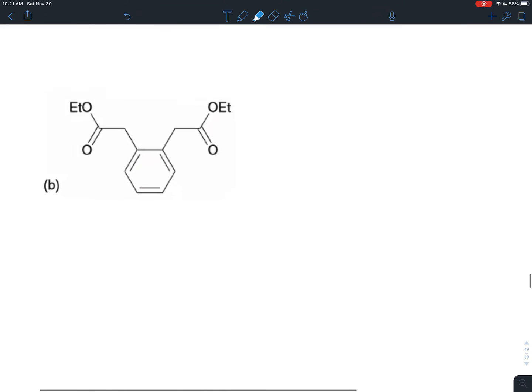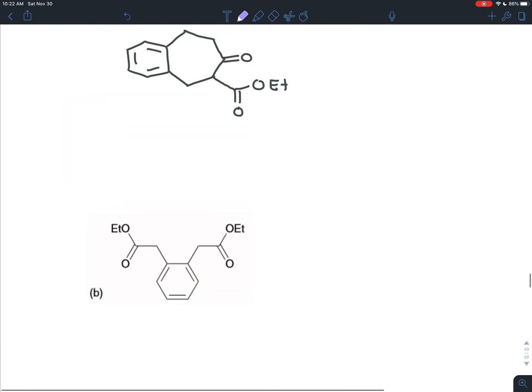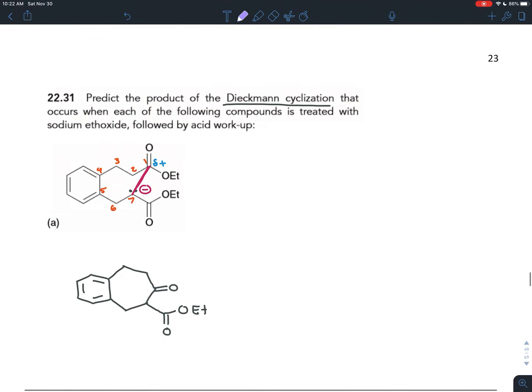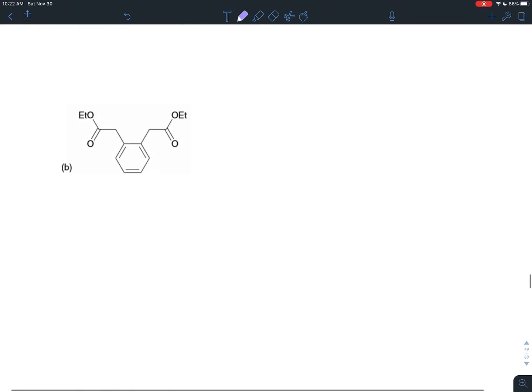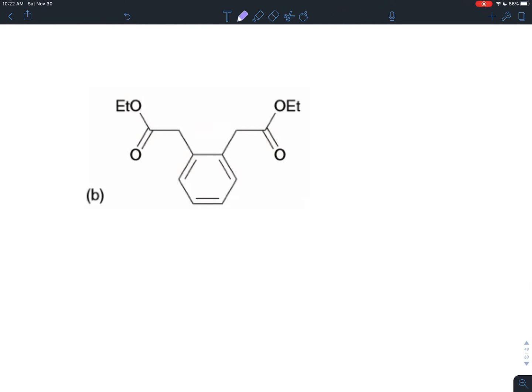Okay, let's try it with B. So here again, we have two esters. They gave us a base followed in a separate step by an acid workup: sodium ethoxide followed by an acid workup. Notice that the base matches the ethoxy group, the alkoxy group of the esters. And what we know happens here is that the base steals an alpha hydrogen. Those are acidic. So that turns the alpha hydrogen into a nucleophile.